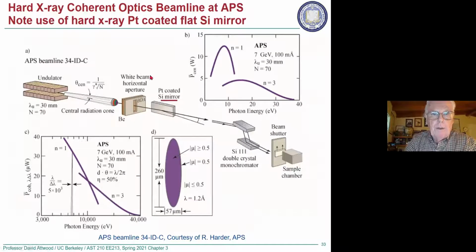Here's one from APS, so hard X-rays. And here they have a silicon mirror. It says platinum-coated silicon mirror, and when it's inserted, it deflects the beam into their beamline, okay? Double crystal monochromator, etc. So we'll hear more about these things later. But those are examples. And I don't remember putting the angle in here, but the angle here would be pretty small. And unfortunately, I didn't put it.